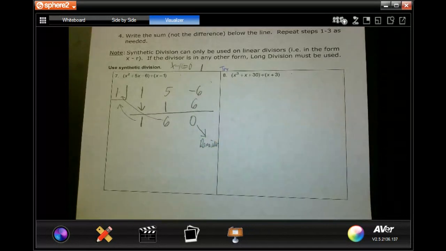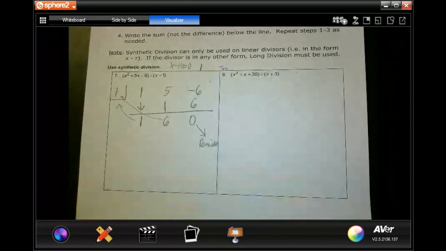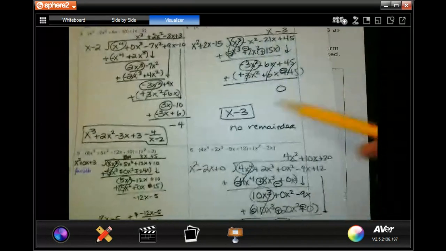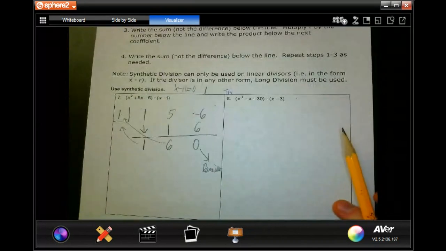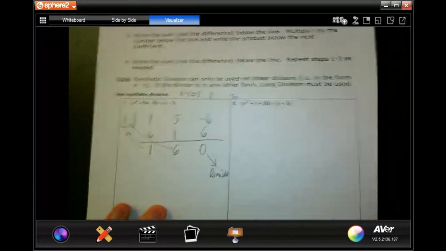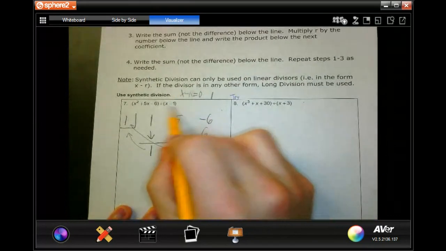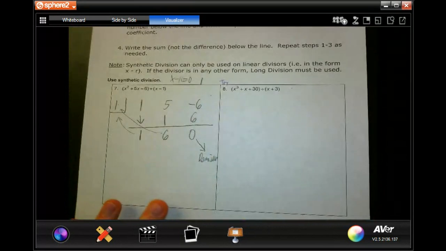Okay, so if we have a 0 here as the remainder, what does that say about x minus 1? When you have a 0 as a remainder, what does it say about what you're dividing by? Excellent. It is a factor. So x minus 1 is a factor because we have a remainder of 0.